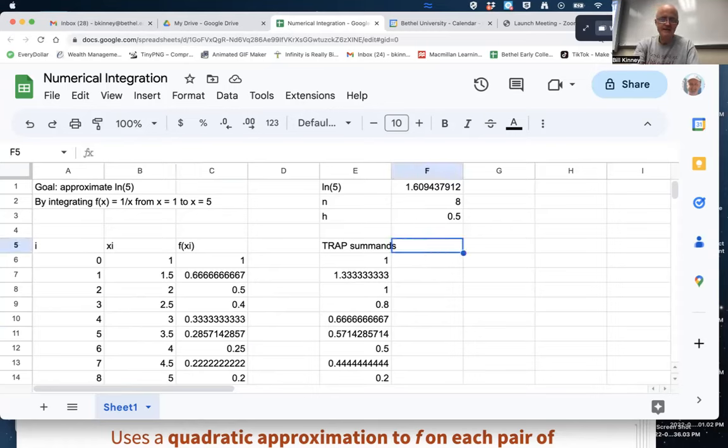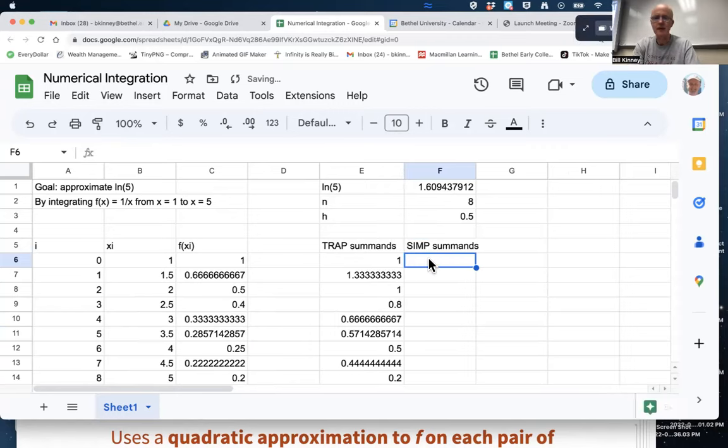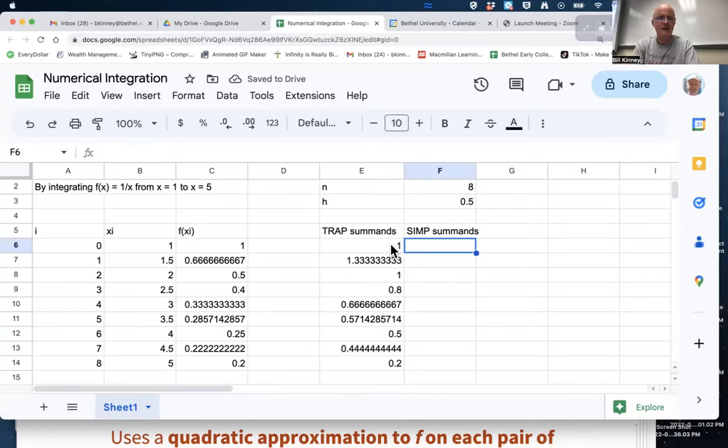And then maybe I want simp summands. Summands are the terms that I'm adding. For the 0th node and the last node, again, your coefficient is 1.